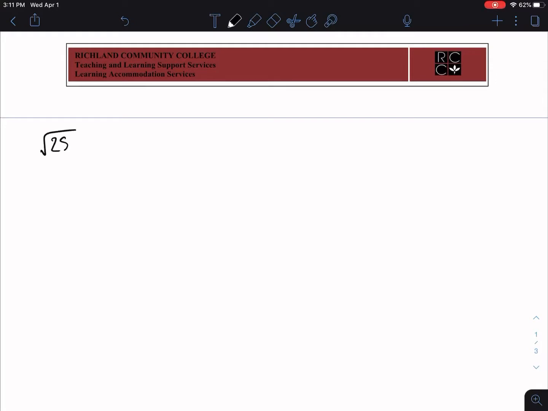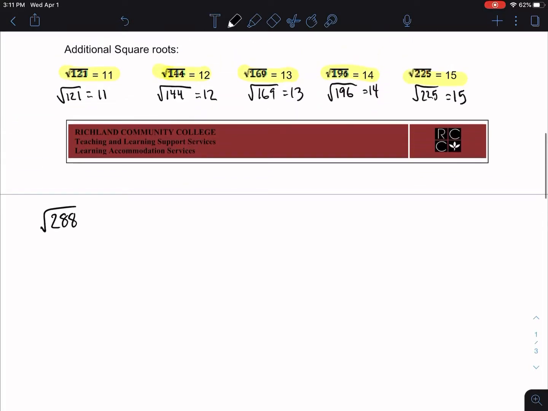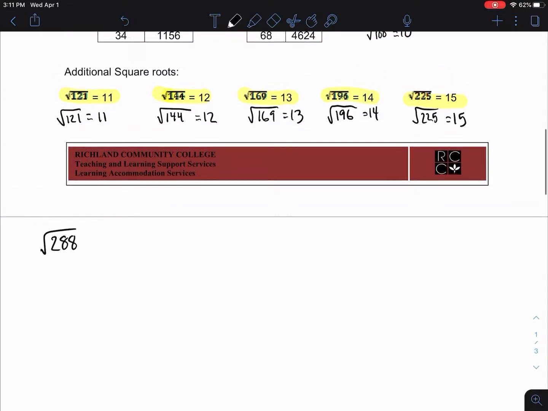So we take our radical 288, and now we're just going to look at the number 288, and go back to our list of perfect squares. We're looking at the numbers under the radical, and we're going to start dividing by each of the numbers under the radical that is smaller than 288. So we'll do 288 divided by 225 first. Then 288 divided by 196. Then 288 divided by 169, and so on. We're going to stop when one of these divides in evenly.